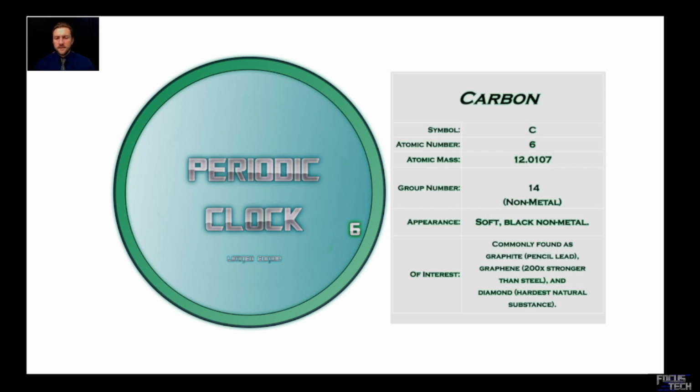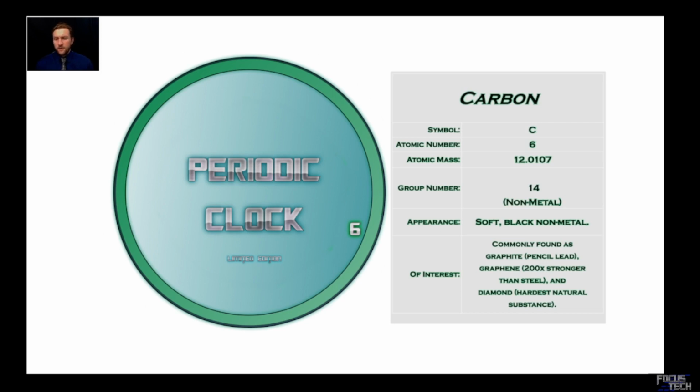Okay, let's move on to the next one, carbon. So carbon's number 6 on the periodic clock and the periodic table. It's group number 14, which makes it a non-metal. So in nature, carbon has sort of a soft black appearance, but of particular interest, there are three natural substances which are really, really relevant when it comes to carbon.